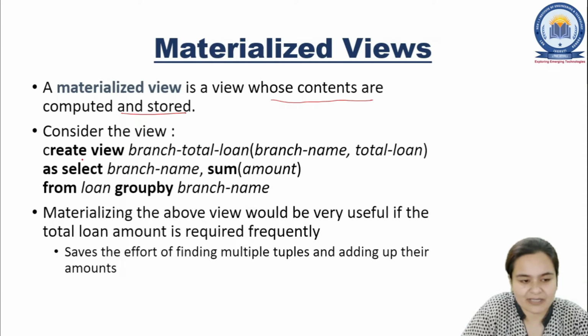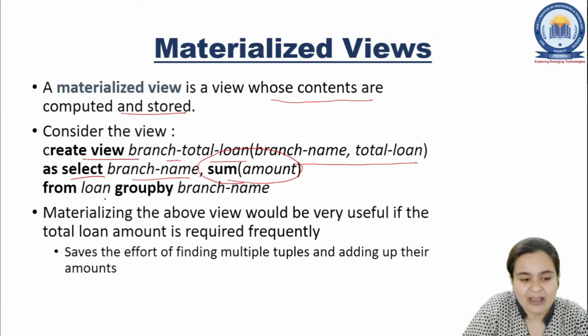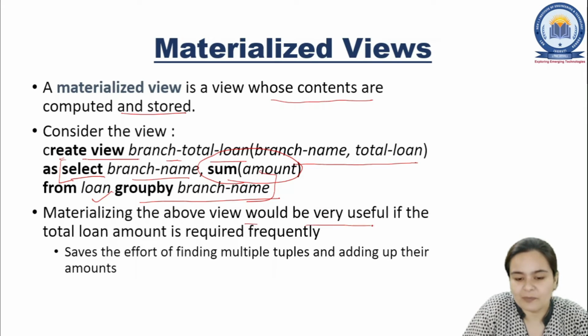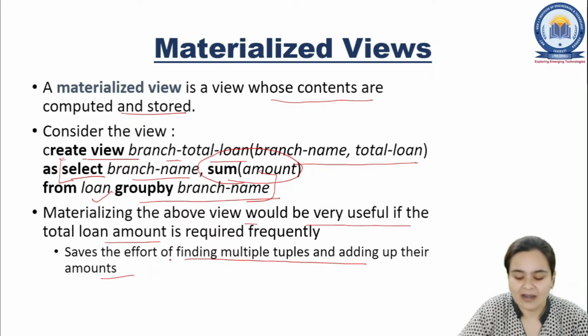For example, if we consider a view that we created, branch total loan, we have two different values to create here. What we are creating this view from is: select branch name and the total amount from loan, and group by this branch name. So ultimately we are creating the table as the result of this query. Materializing the above view would be very useful if we are frequently using the loan amount, so we can save the effort of finding the multiple tuples by just adding up their amounts.